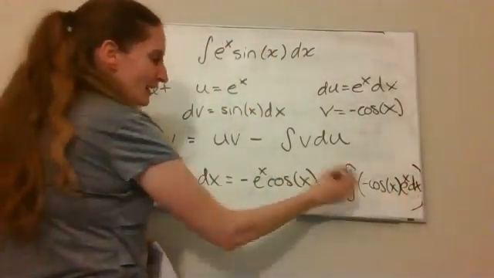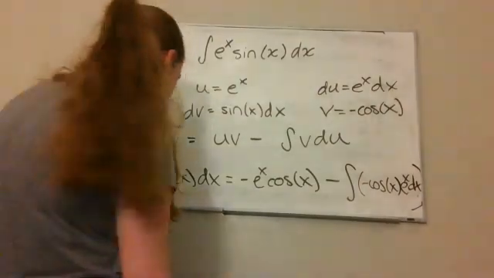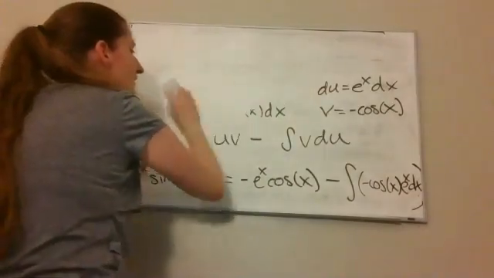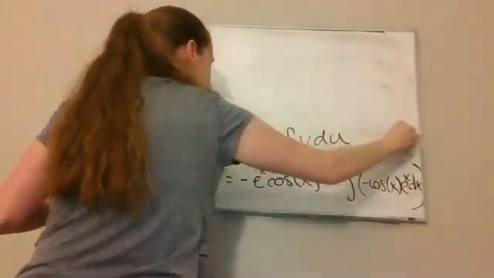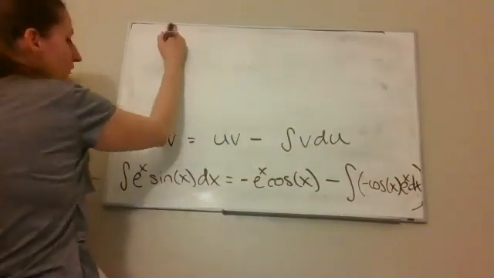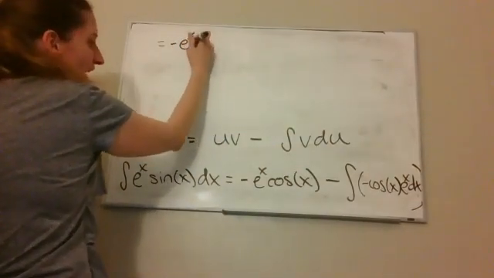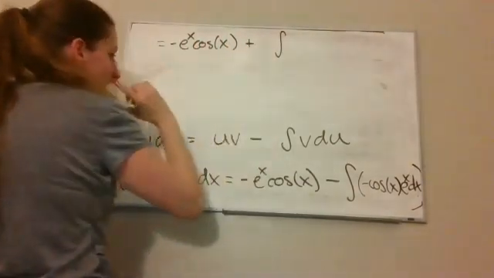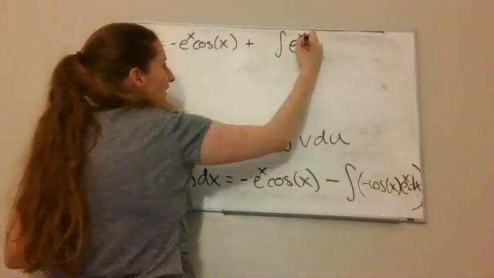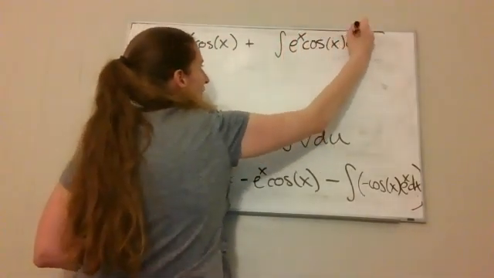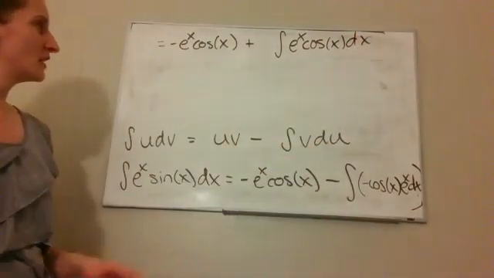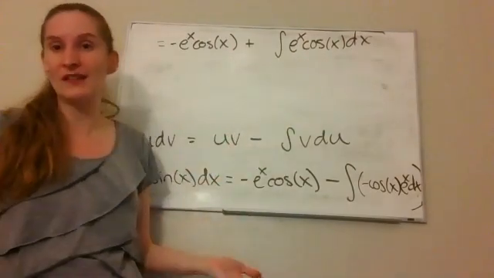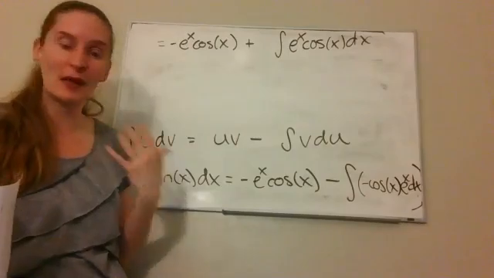Now, of course, having a minus negative, we can rewrite that as just adding the integral. So let me rewrite this right now. So I have negative e to the x cosine of x plus the integral of, I'm just going to write it as e to the x cosine x dx. So take a look at what we have over here. We're going to need integration by parts again. It worked for us on the last problem, so maybe it'll work again this problem.